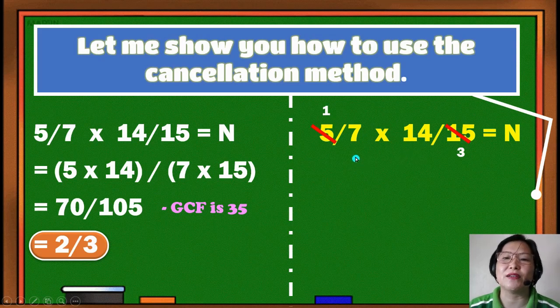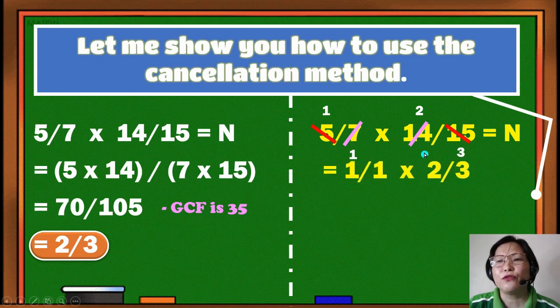Yes, there is. So let us cancel them. The greatest common factor of 7 and 14 is 7. So 7 divided by 7 is 1 and 14 divided by 7 is 2. So what will happen now to the fractions? 5 sevenths will become 1 over 1 and 14 fifteenths will become 2 thirds.